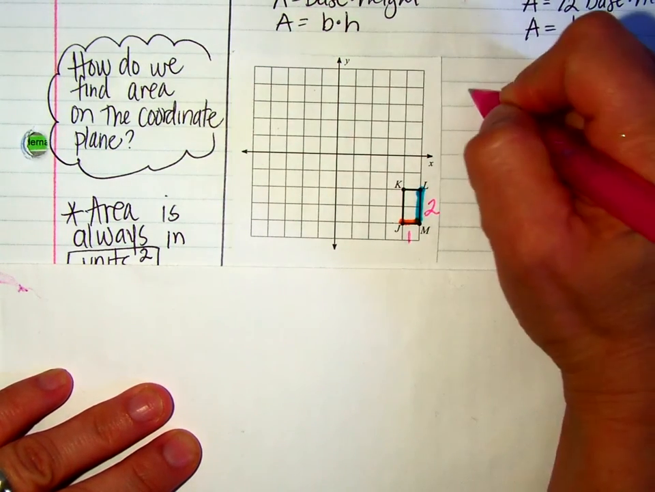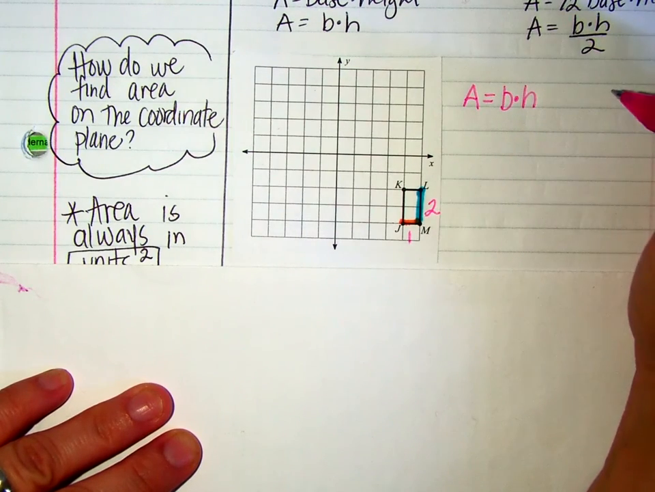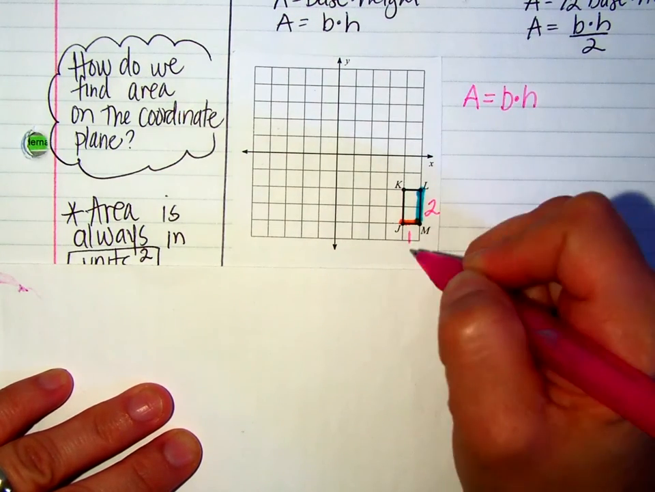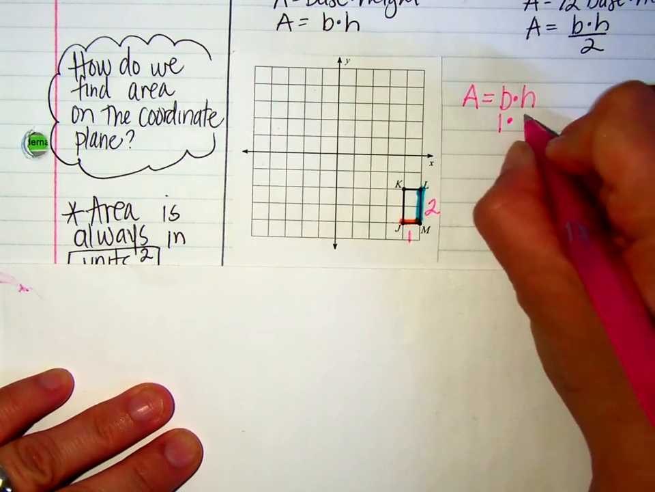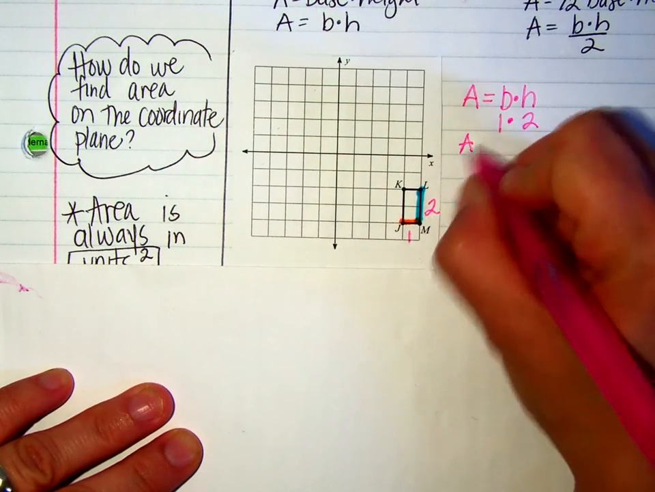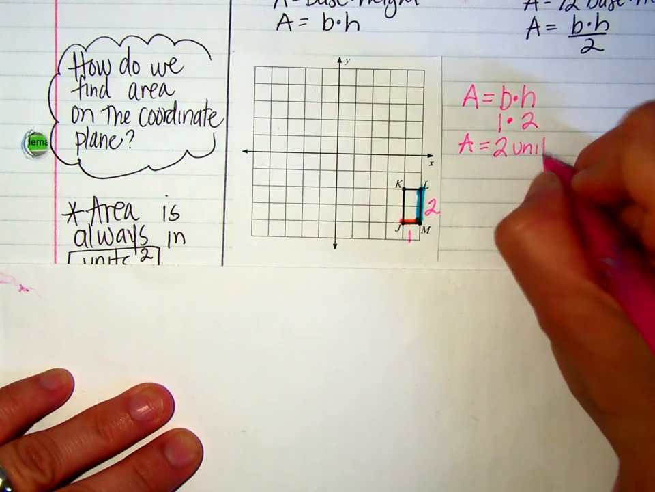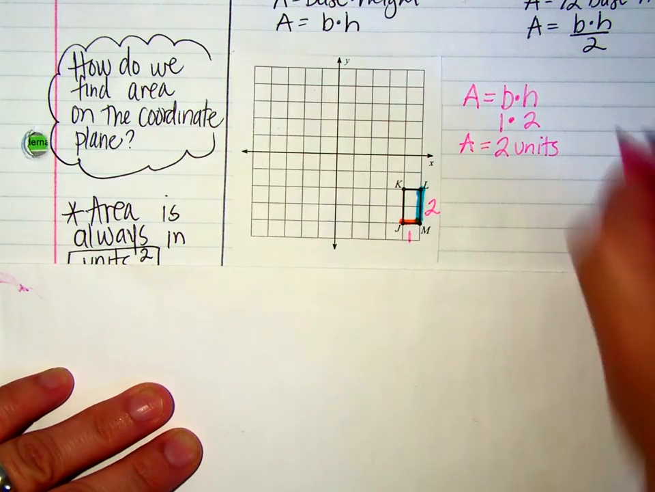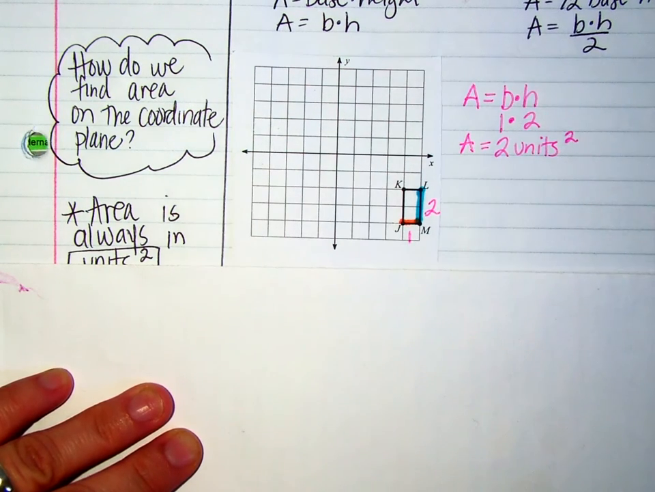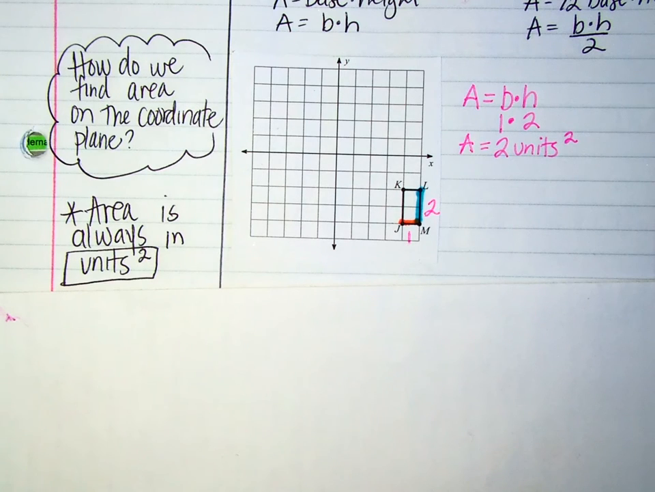So using my area formula, I take the base and I'm going to multiply by the height because this is a rectangle. So my base was 1, I'm going to multiply it by 2, and the area for this shape will be 2 units. And because we're talking about the amount of space it's taking up, we are always going to say that squared. So your area is always in squared units.